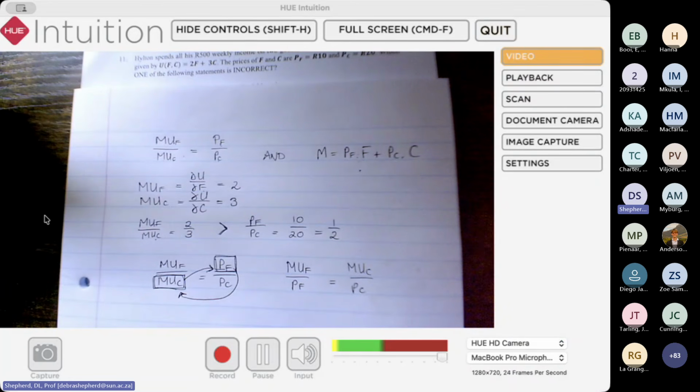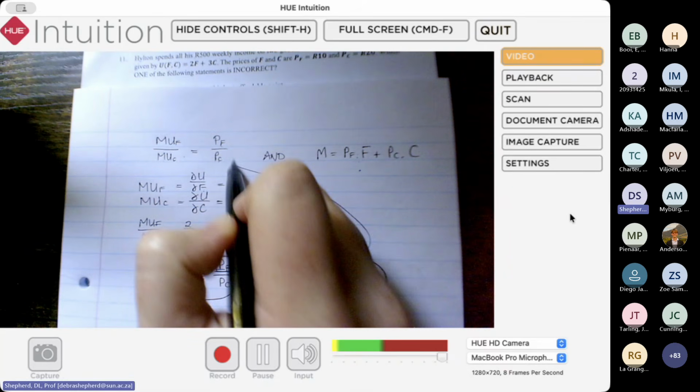Great, thanks. Okay, so MUF over price of F should be equal to MUC over price of C when we are optimizing our consumption choice. And that is the same as that. This is just Gossen's second law representation.